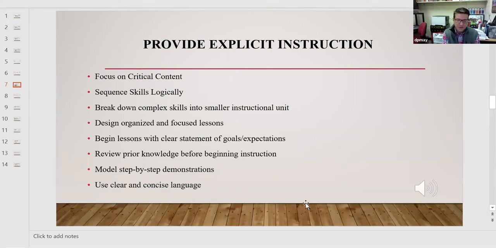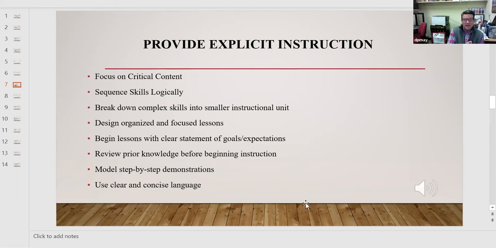You want to keep a good pace, because she talks about having a perky pace all the time with explicit instruction. But you also want to keep in mind the rate of learning of the student with a disability, and make sure that you're not running off and leaving them with those big complex skills. Make sure you give ample time to practice and see that they're able to move on to the next thing. Design organized and focused lessons. So you should have some real clear lesson plans, with clear statements of goals and expectations up front, using clear, concise language.